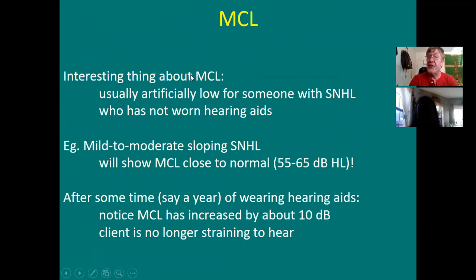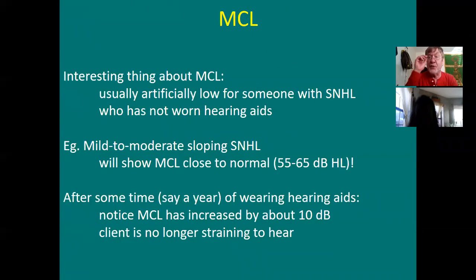Interesting thing about MCL, usually it's artificially low for someone with sensory neural hearing loss who's not worn hearing aids before, for example, mild to moderate sloping sensory neural loss. They'll show an MCL close to normal. And you're going to be thinking, how's that possible? Well, guess what? After some time of wearing hearing aids, you'll notice that his MCL has increased. The client is no longer straining to hear.